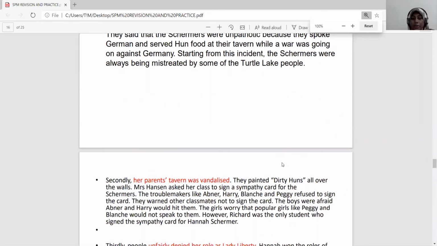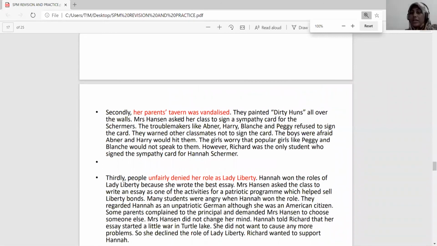Okay, second point, her parents' tavern was vandalized. All right. Not only that, later, when Mrs. Henson asked her class to sign a sympathy card, they refused. All right. They also warned the others not to sign. Okay. And only Richard signed the sympathy card for Hannah Shermer. So second is because her tavern was vandalized.